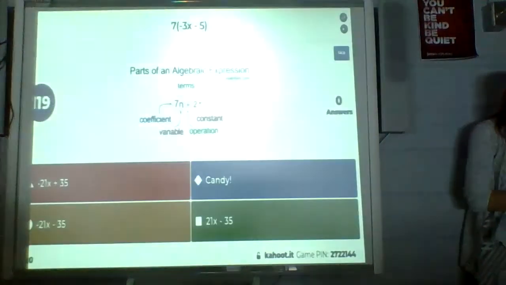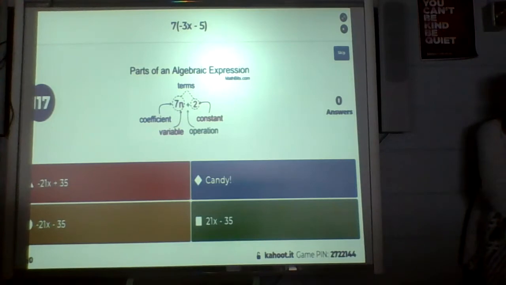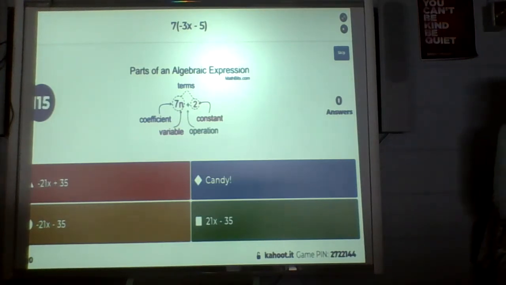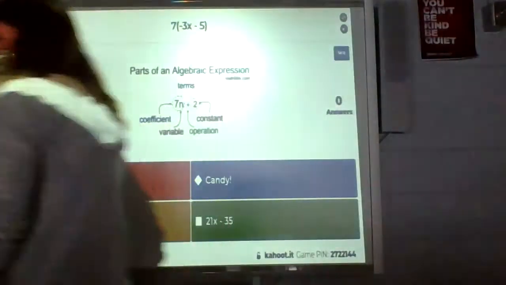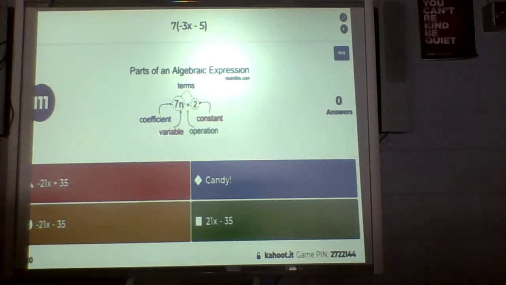So just simplify here. This one I didn't write, so the candy answers. This one is really about the signs, so be careful of the signs.